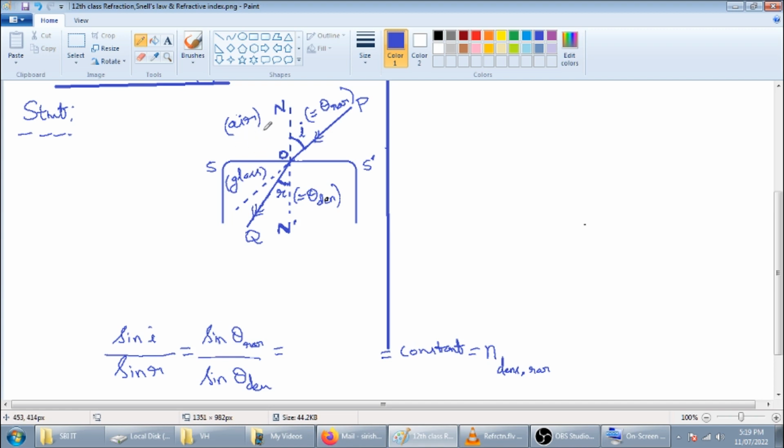But among all the different media, vacuum has the least density because density is exactly 0, because there is no mass. Density basically is defined as mass per unit volume. Here, whatever density we are considering is nothing but mass density only.